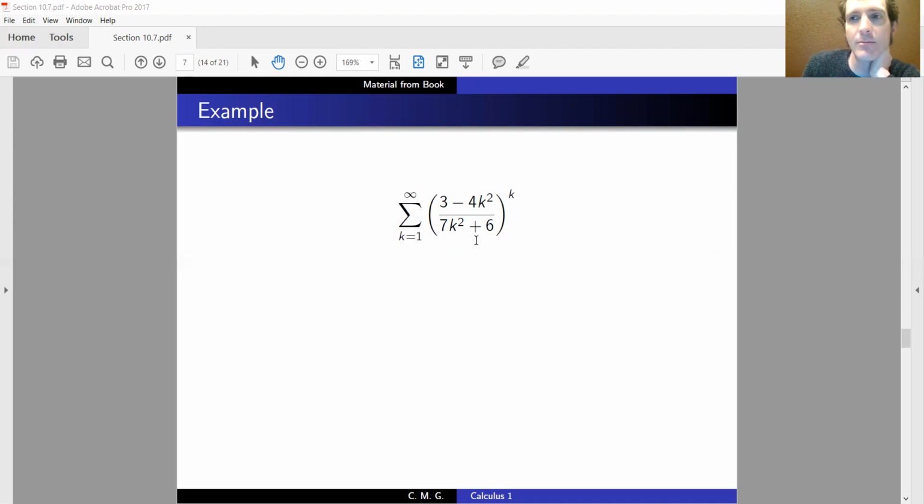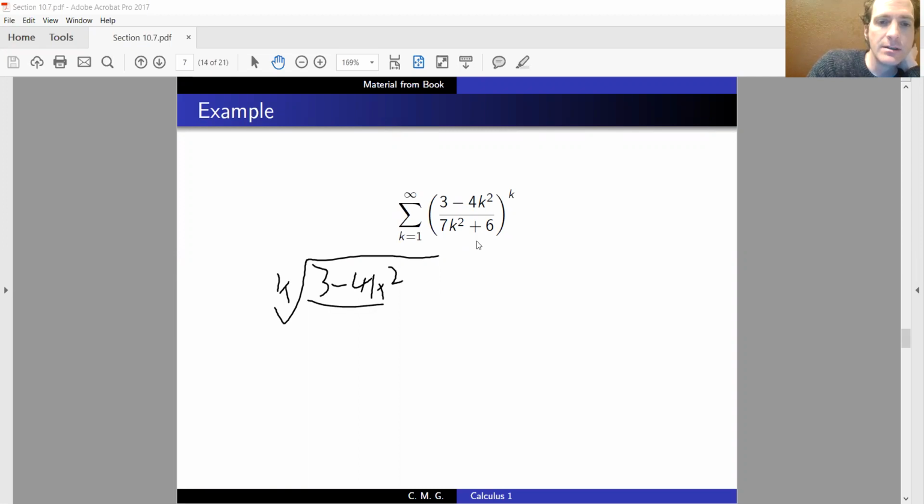But what's great is the root test here works out really nicely. So let's check it out. So what am I going to do? I'm going to take the kth root of 3 minus 4k squared over 7k squared plus 6. And I'm going to do an absolute value on the inside. Right? And that's all to the k power.